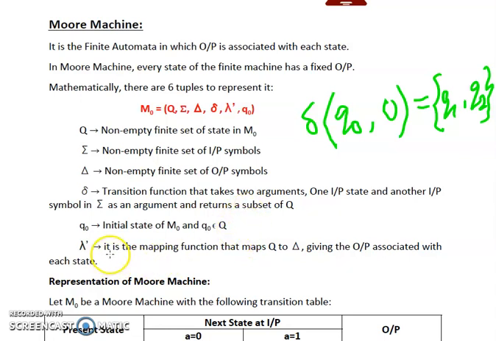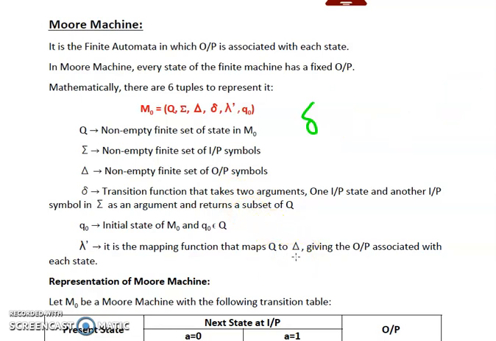Now, the next tuple is lambda dash. If we talk about lambda dash, it is a mapping function that maps capital Q to capital delta. That means it takes an argument as the state and it provides the output as an output of this particular function. For example, let's say we are on the state Q naught.